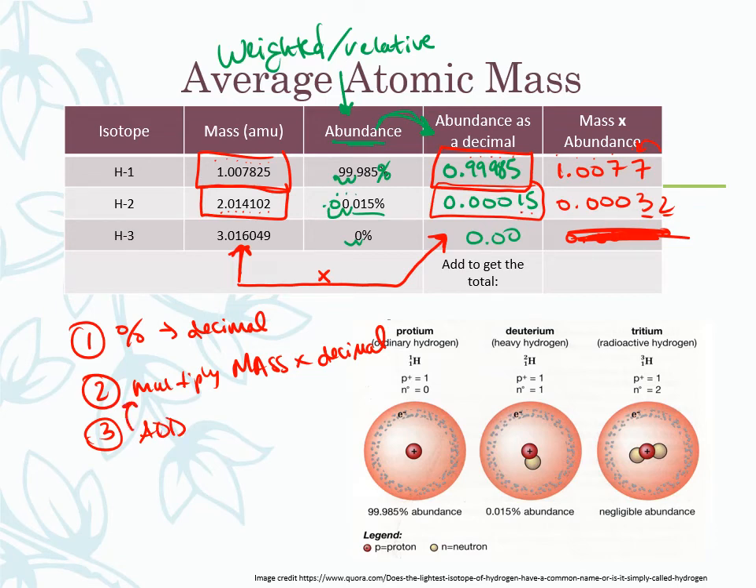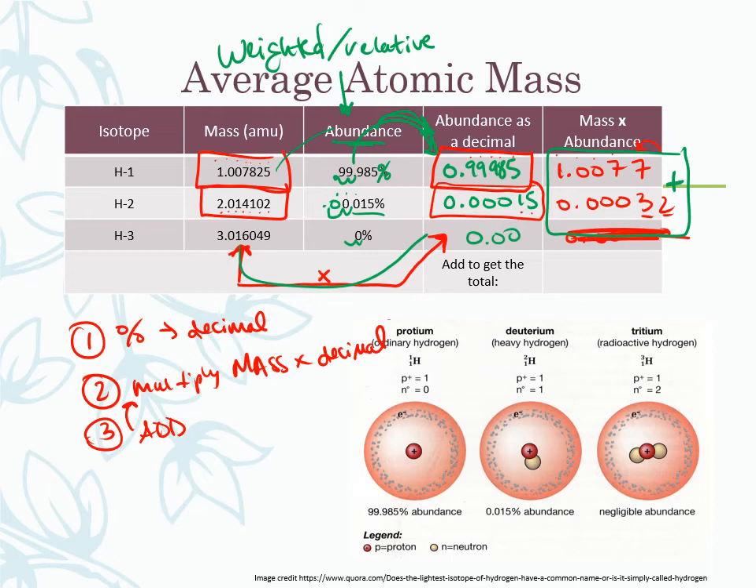So I'm going to take my step 1, I converted abundance to decimal. Step 2, I multiplied. Step 3, I'm going to take those answers and add them up. 0.00032 plus 1.0077.